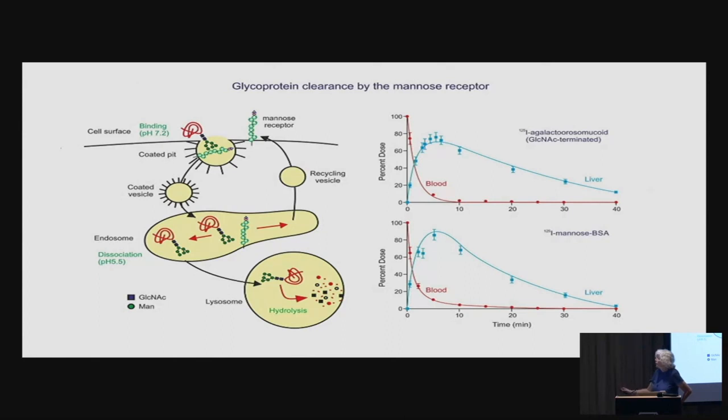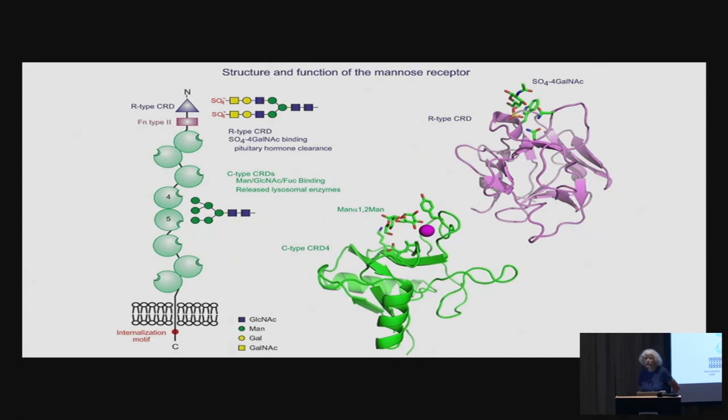It goes through the typical endocytic pathway, binding ligands at the cell surface, going to the endosome where the ligand is released, and then it's targeted for hydrolysis, and the receptor goes back to the cell surface. This is a very interesting receptor because it has two types of carbohydrate recognition domain. It has 8 C-type carbohydrate recognition domains which bind mannose. Only one of them seems to be very important. That's this one, number 4.